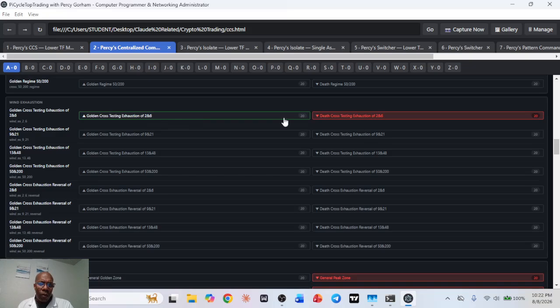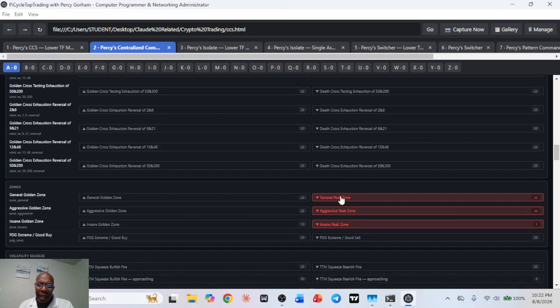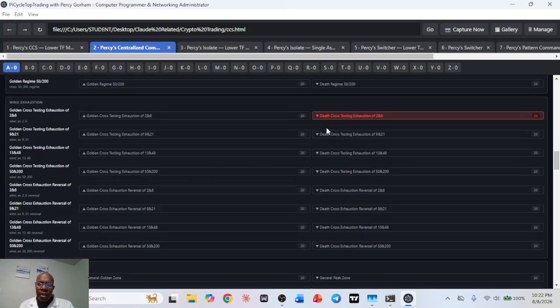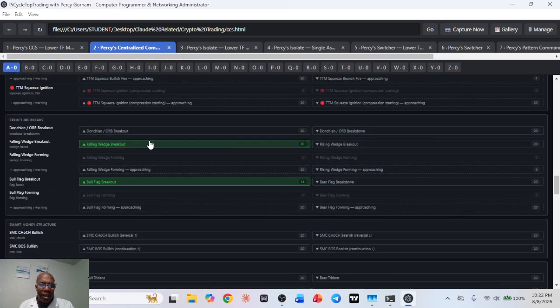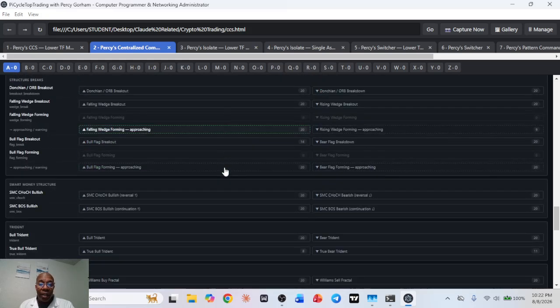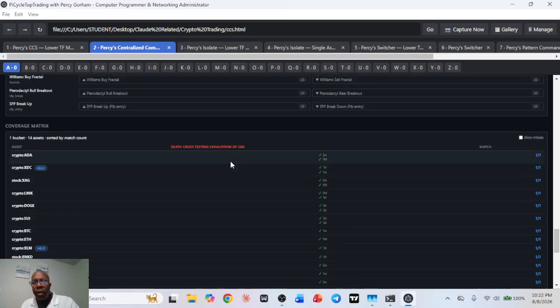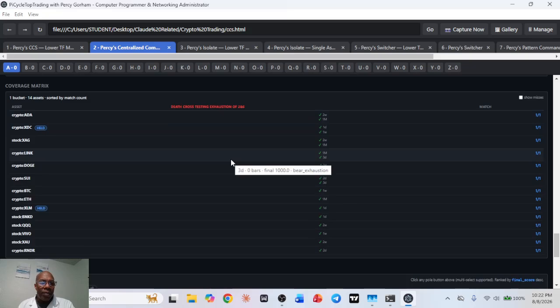So let's say we're looking for the 2 and 6 death cross exhaustion. Let's take everything else away and let's just put on this and see what the computer gives us. Notice these have some scorings here, right? They have some scorings. Let's take the falling wedge breakout away. And let's just look for that one thing and look at this. It's letting me know everything on the higher time frames, usually 8 hours and higher, but sometimes you see other ones slip in.